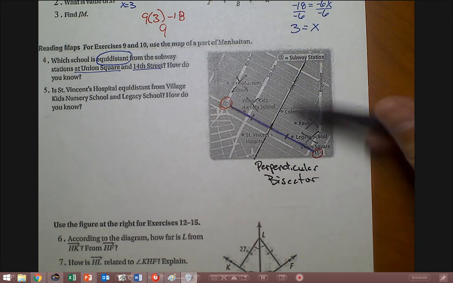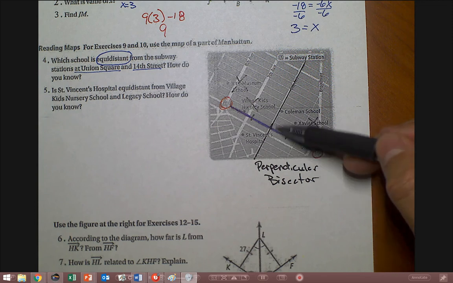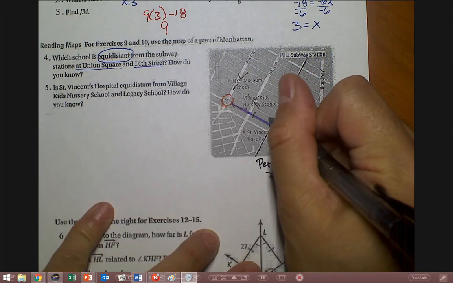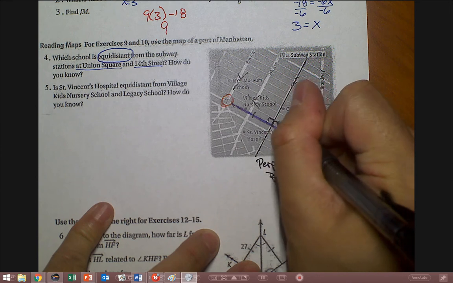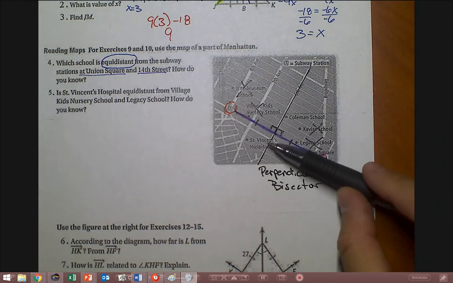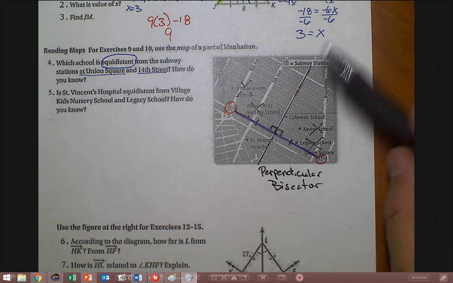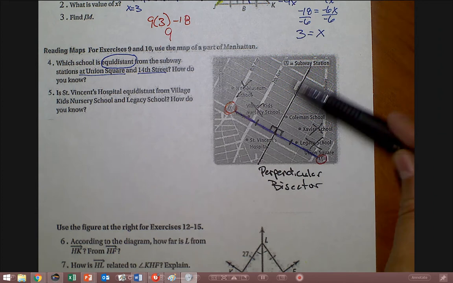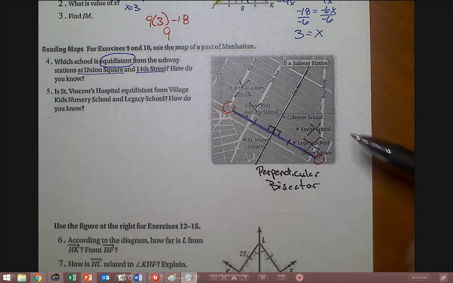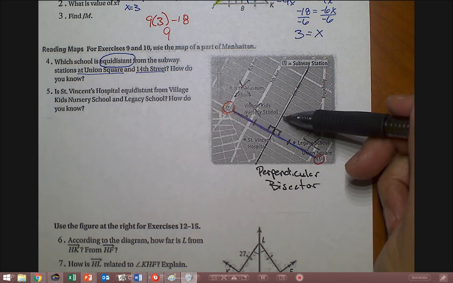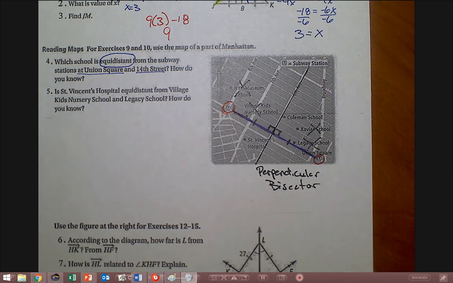Now, with the perpendicular bisector, that means that I have what type of angle right here? 90-degree angle. So I have right angles here, and also the same on that side, right? So if I want to measure it, anything that lies on this line will be equidistant from there to there. So for this one right here, which one is it, TJ? Coleman School.